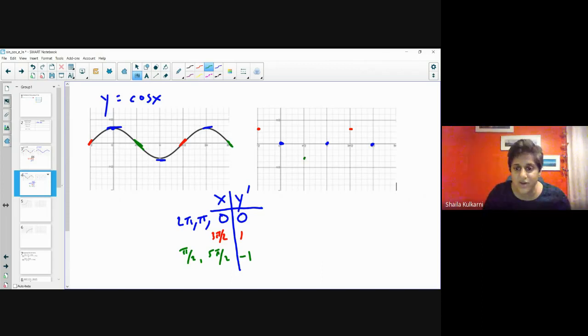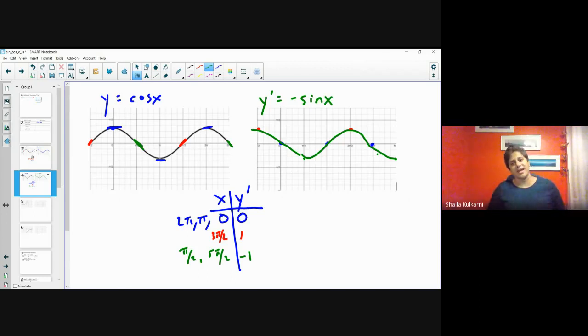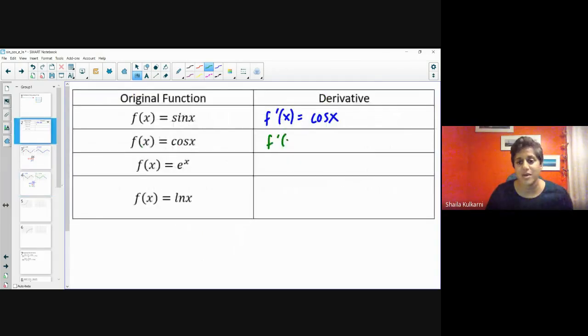So let's graph those, 5 pi over 2 and -1. Let's connect these dots. Oh my goodness gracious. Are you noticing that this is also a trig function? And are you noticing instead of going up and then down and then up again, it went down and then up and then down again? If you notice that this is the graph of sine x reflected over the x-axis, so negative sine x, you are correct. So we're going to come over here and we're going to say f prime is negative sine x.